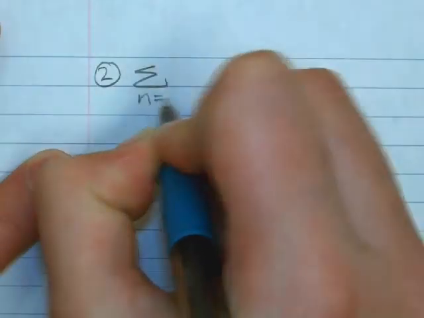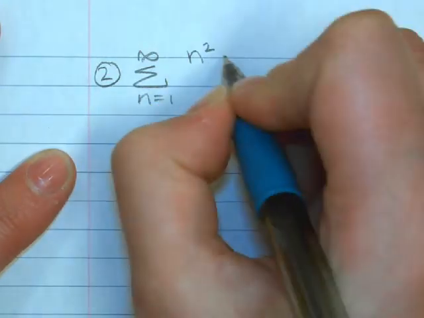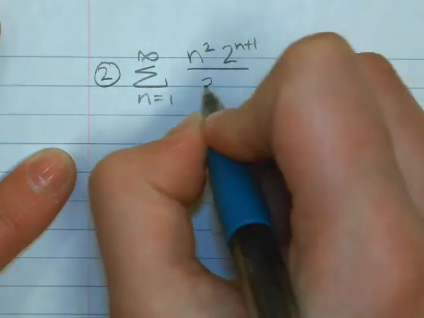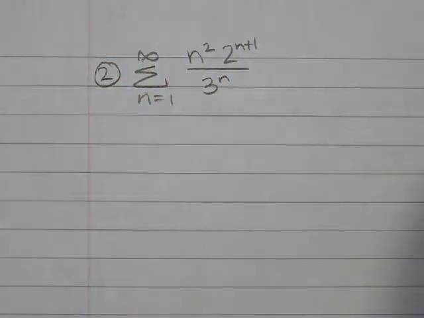All right, let's try another one. So, example 2. For this one, we're going to have n squared times 2 to the n plus 1 divided by 3 to the n. So, again, this is going to be the ratio test. I can tell because it's a ratio.